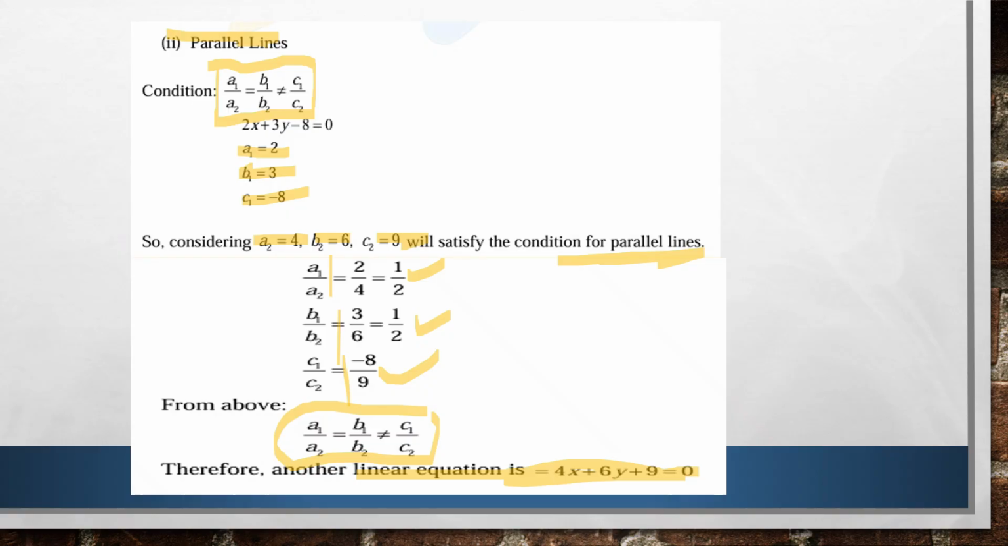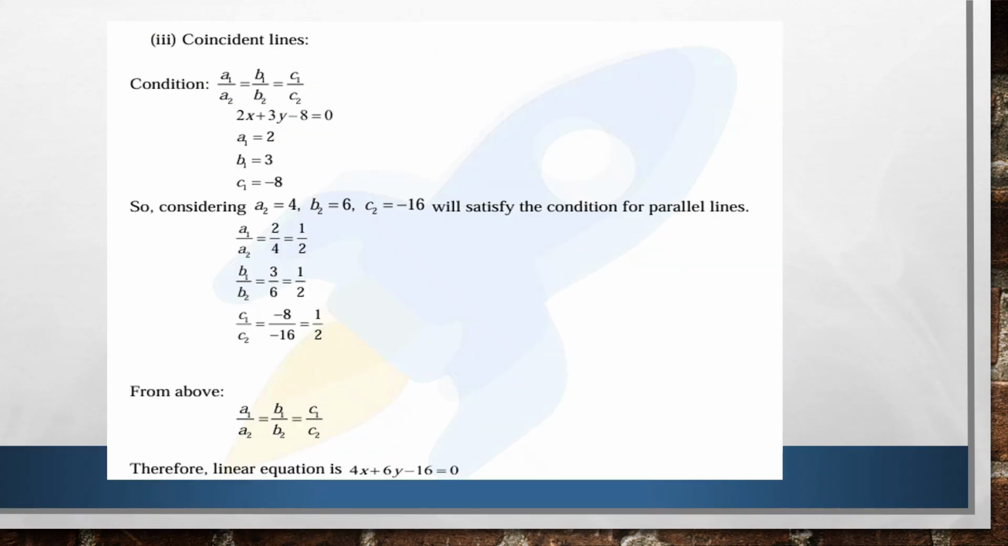The third condition is coinciding lines. So here you can see the condition is a1 by a2 is equal to b1 by b2 is equal to c1 by c2. All the three values of the ratios should be equal here. So I have taken 2x plus 3y minus 8 is equal to 0. So a1 is 2, b1 is 3, c1 is minus 8, a2 is 4, b2 is 6, c2 is minus 16.